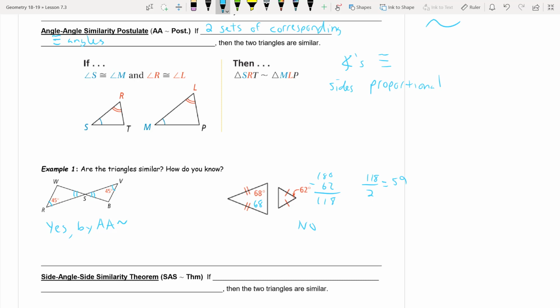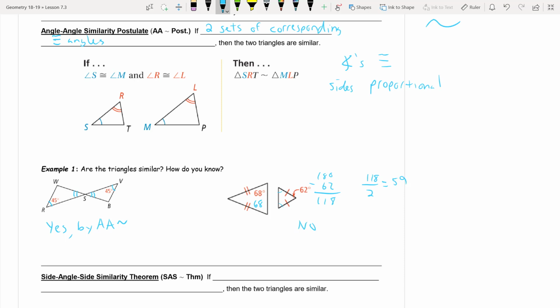Alright, welcome back in. If you look closely, I did a little bit of arithmetic here and found what these two angles were down here. If my base angles are congruent, that means my vertex angle subtracted from 180 is going to give me each of those angles. So I did 180 minus 62, got 118, and when I divided that in half, that told me each of these angles were 59, which don't match these 68-degree angles. So no, they are not similar.